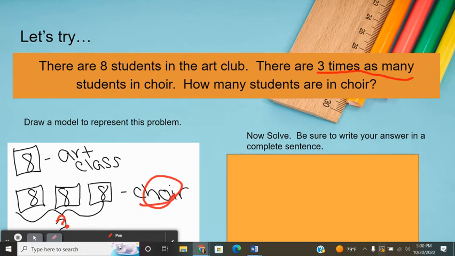Okay. Now, how would you solve this? Go ahead, make sure you write a number sentence, and then be sure to write your answer in a complete sentence. Go ahead and solve using a number sentence, showing your work on how you solved, and then writing your answer in a complete sentence.